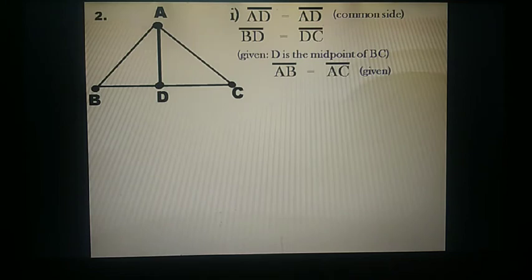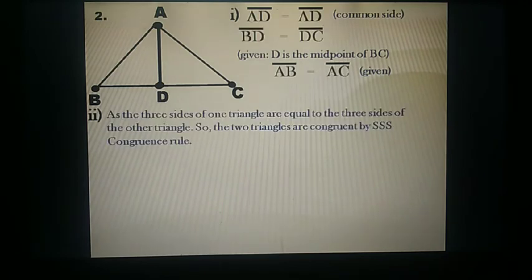Now the second statement is given: is triangle ADB congruent to triangle ADC? Give reason. So here by our solution we can see that 3 sides of one triangle are equal to the 3 sides of another triangle. So yes, the 2 triangles are congruent by SSS congruence rule.